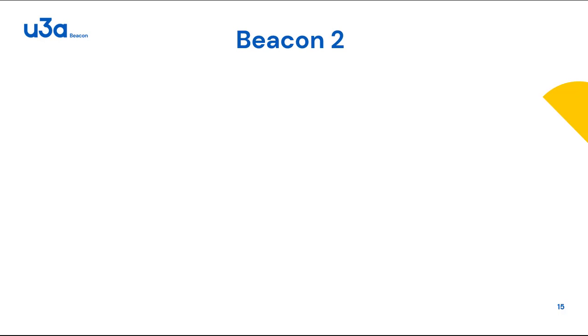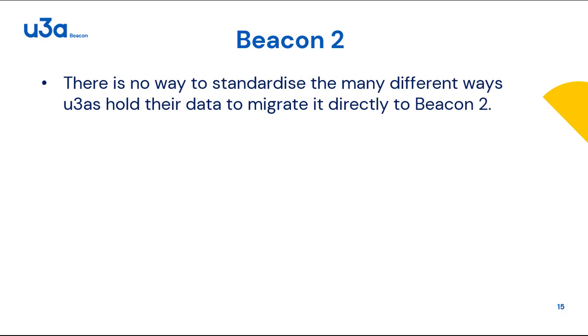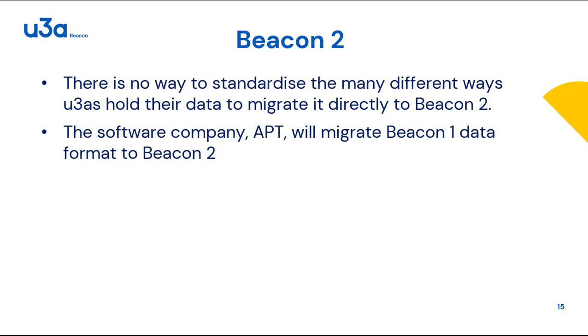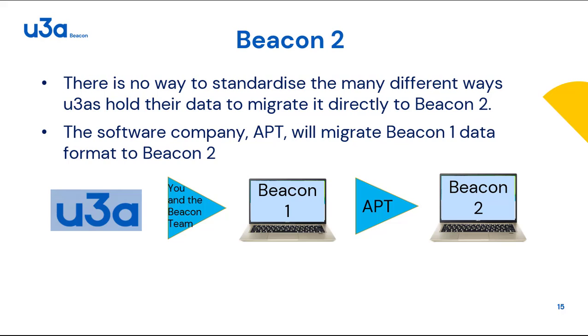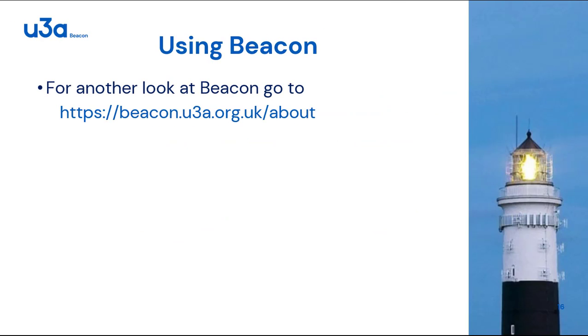You may be wondering about Beacon 2. U3As keep their data in so many different ways, there's currently no method for collating these into a standard set for Beacon 2. APT, the company creating Beacon 2, is going to take existing Beacon 1 data and transfer it into Beacon 2. The only method for migrating your data into Beacon 2 at the moment is via the well-established route into Beacon 1. If you'd like to know more, the first place you could look is the longer and more detailed slideshow on the website shown here.